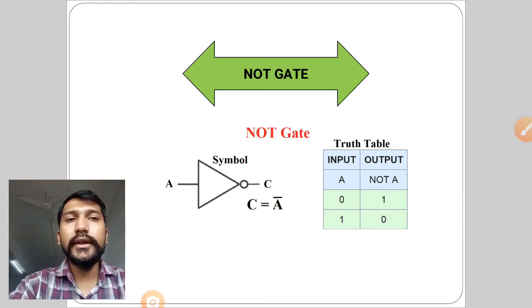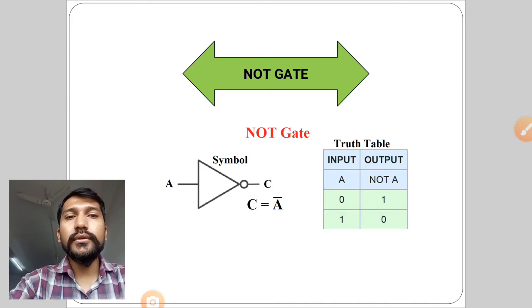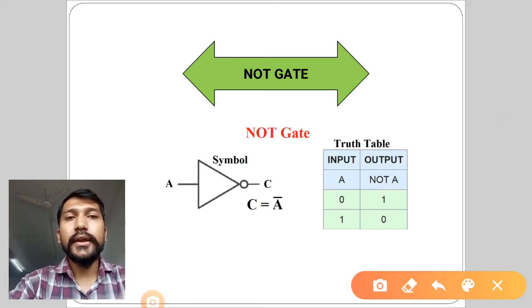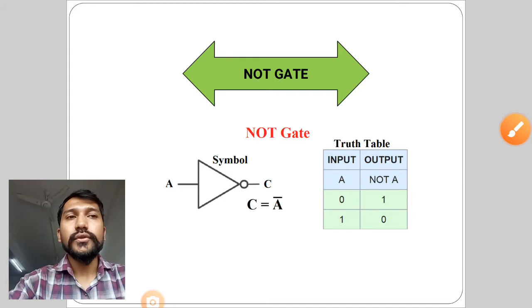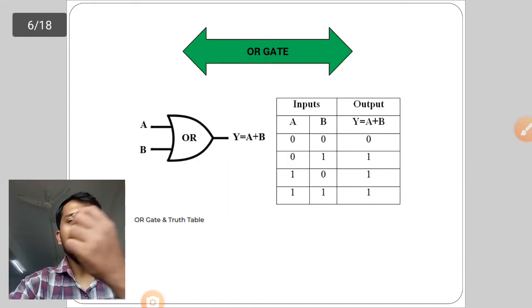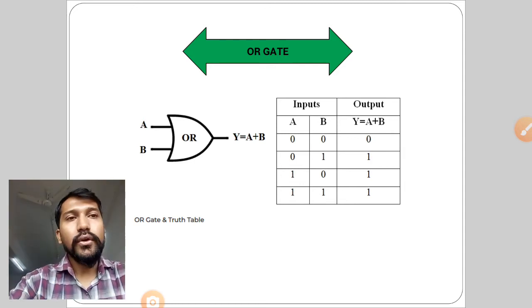A bar indicates invert operation. If it is 1, it will be 0. If it is 0, it will be 1. Exactly the opposite operation. If I give 0, I get 1. If I give 1, I get 0. So NOT gate is also called as inverter. Now let us move to the second basic gate, that is your OR gate.